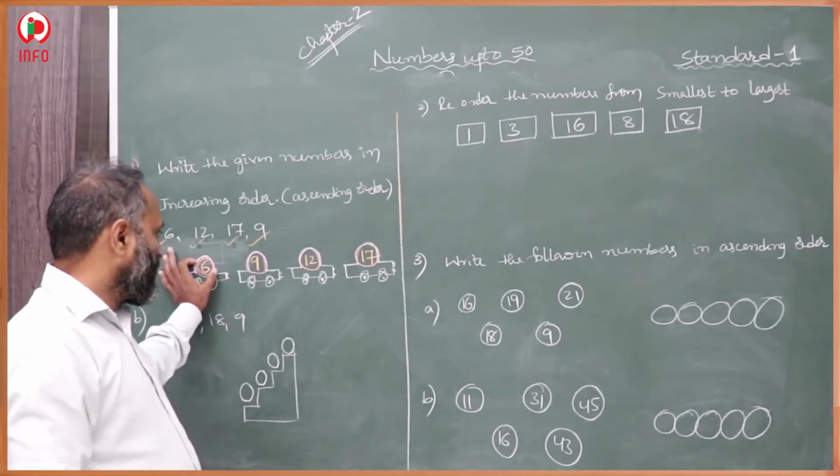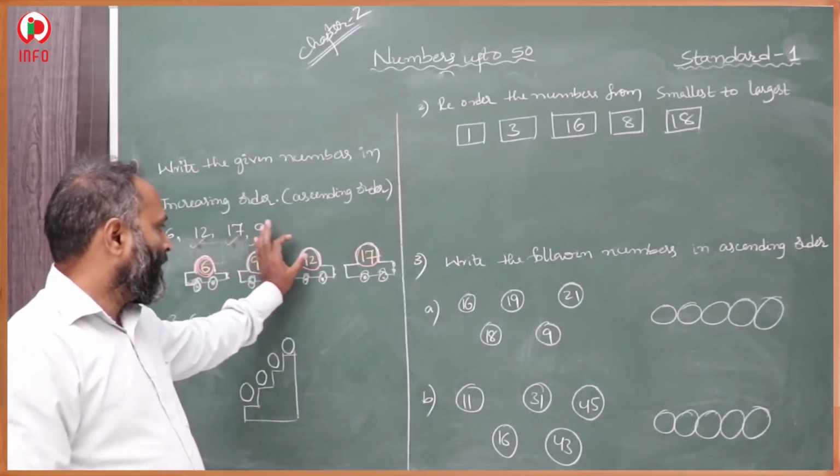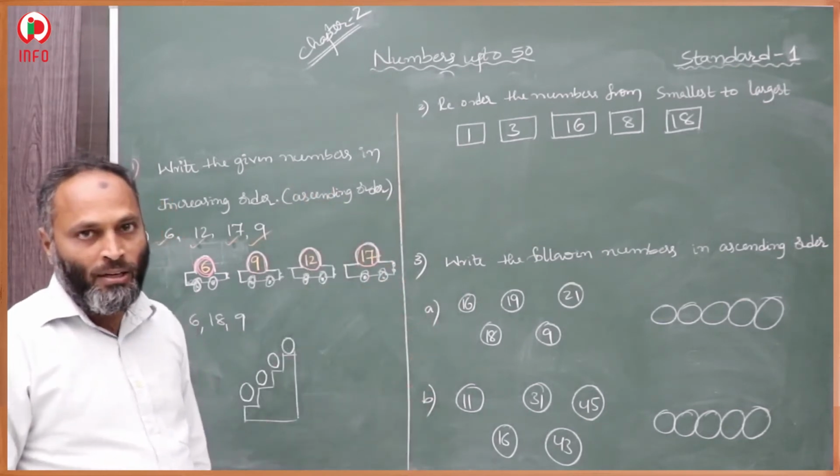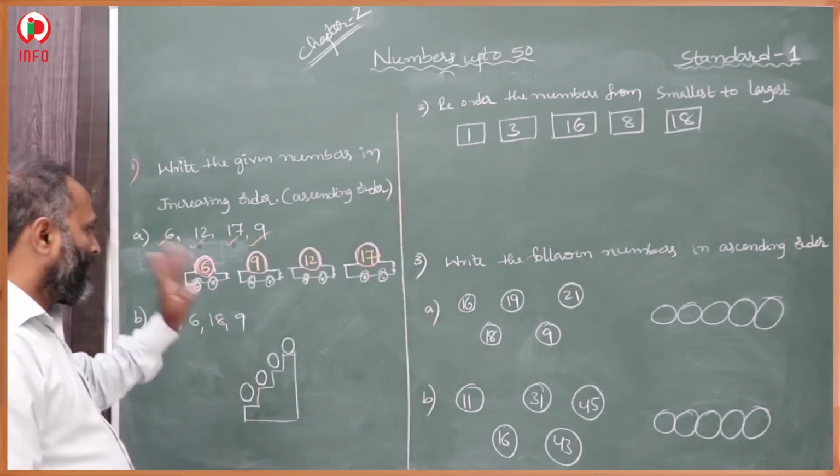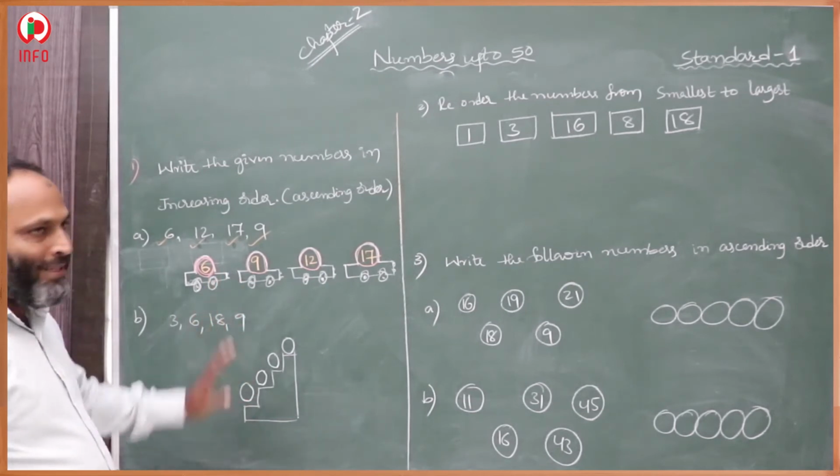This is the ascending order, increasing order. First 6 is the smallest, then a little bit bigger, and finally the last, biggest number. This is the ascending order.